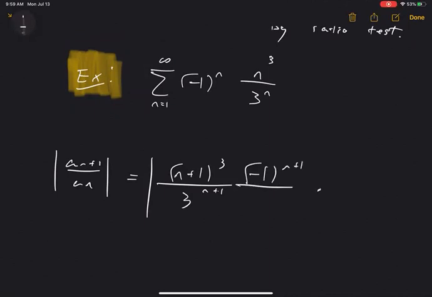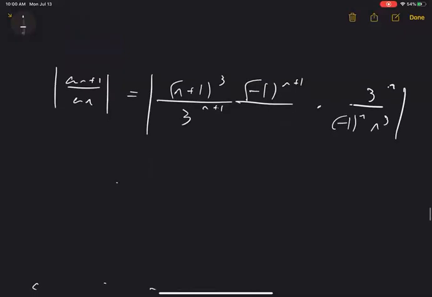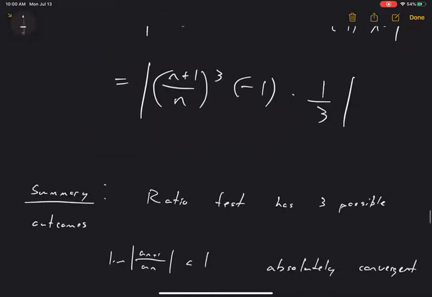And then we'd have 3 to the power n over -1 to the n, cubed. Simplifying everything and regrouping it, I'd have n plus 1 over n cubed, -1 times -1 times 1 over 3. Okay. What's the limit of that?